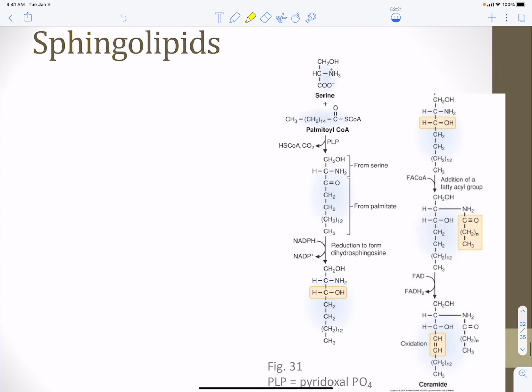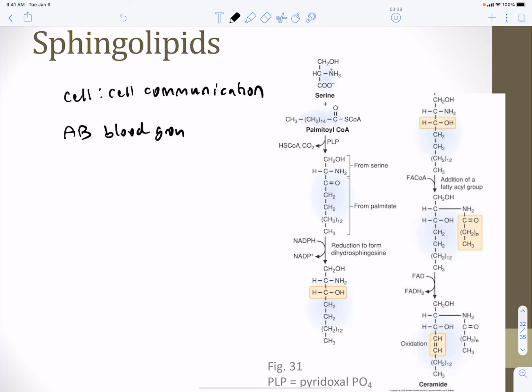So now we're moving on to our sphingolipids. So again, sphingolipids are important for cell-to-cell communication. It also is part of our AB blood groups. It is often a receptor for viruses. And it has a backbone of a ceramide instead of a glycerol. And it has serine as its makeup.